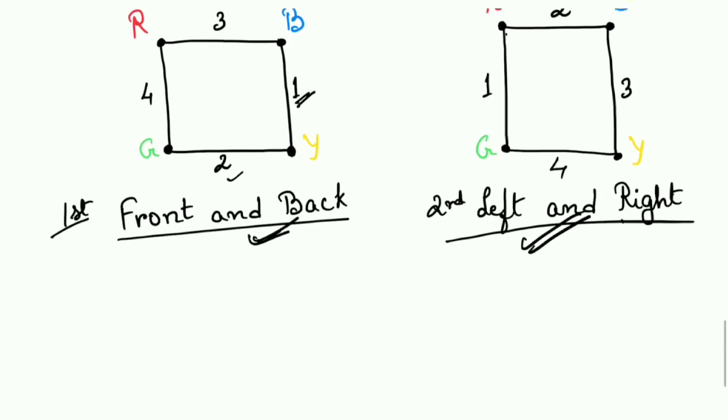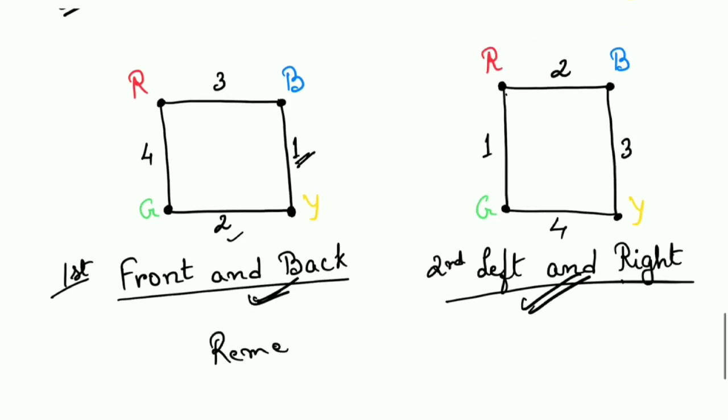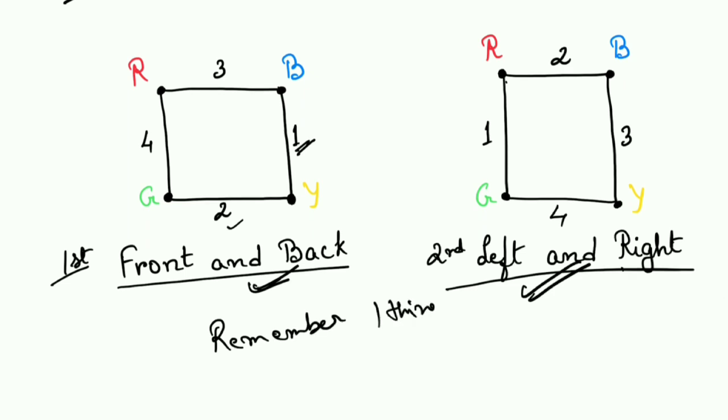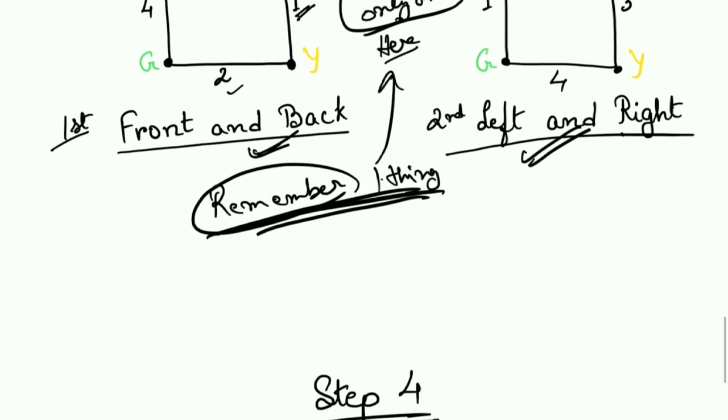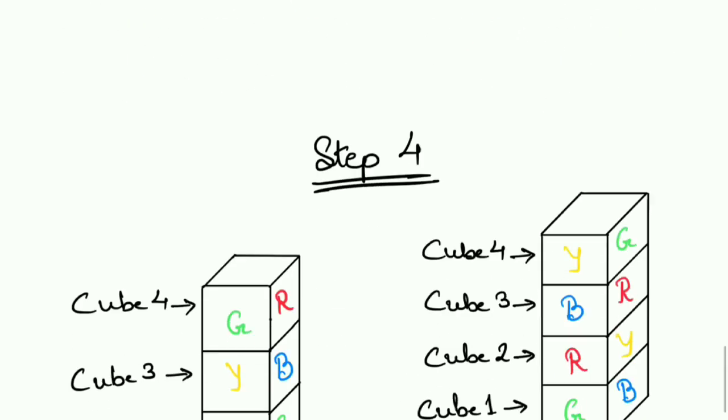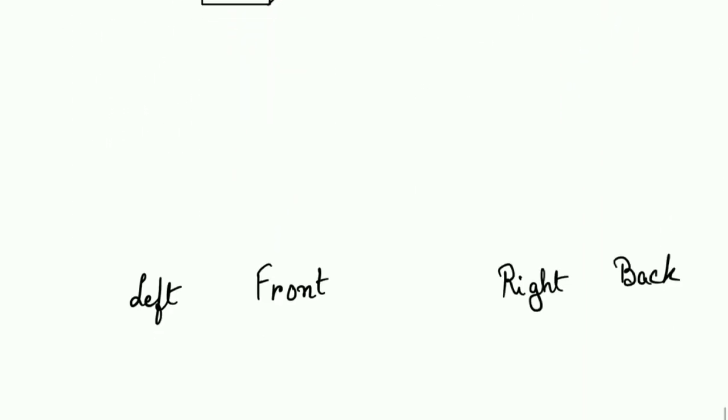So before proceeding to step 4, remember one thing. In step 3, every edge of the subgraph occurs only once for each pair, okay? So for front and back, we have considered the blue and yellow pair of edge. So for the left and right, we have considered the red and green edge. Similarly, for the edge 2, 3, 4 from cube 2, cube 3, cube 4 respectively. Every edge is occurring only once from each cube. Okay, now let's proceed to cube 4. So these cubes are stacked on top of each other.